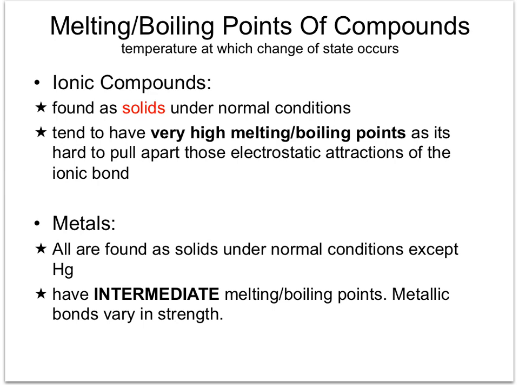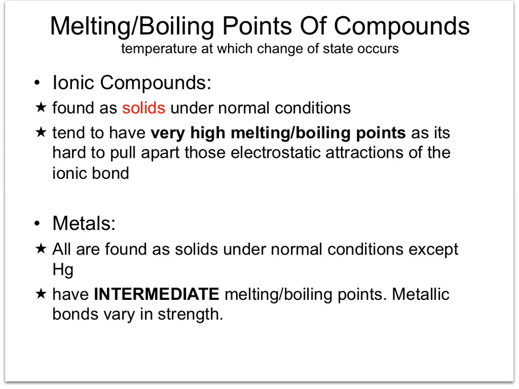If we're talking about melting, the solid is turning into a liquid; if we're talking about boiling, the liquid is turning into a gas. What we have determined is that ionic compounds are always found as solids under normal conditions, and because of that, they tend to have very high melting points and boiling points. They have strong attractions holding their atoms together, and it takes a lot of energy to break those electrostatic attractions and cause those atoms to separate.